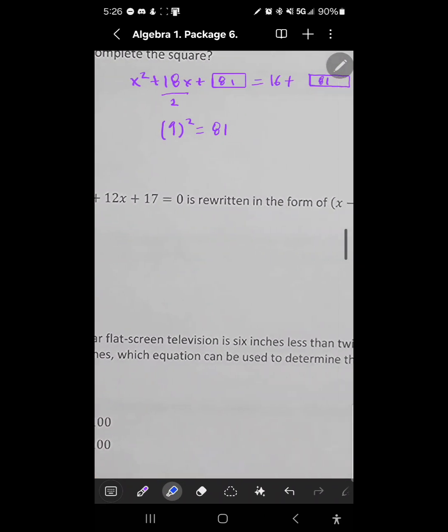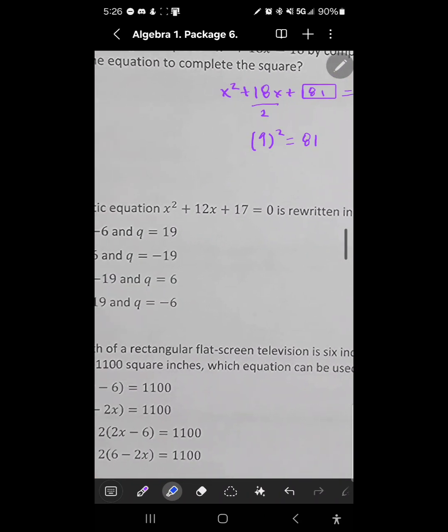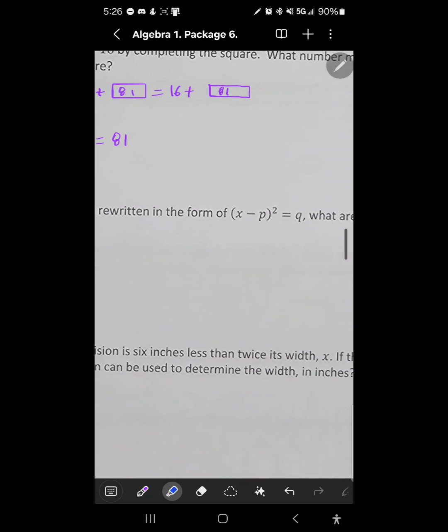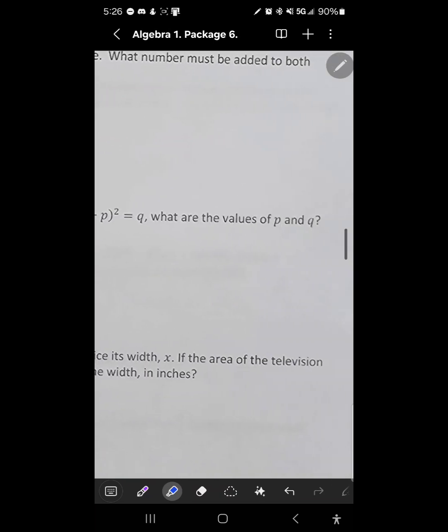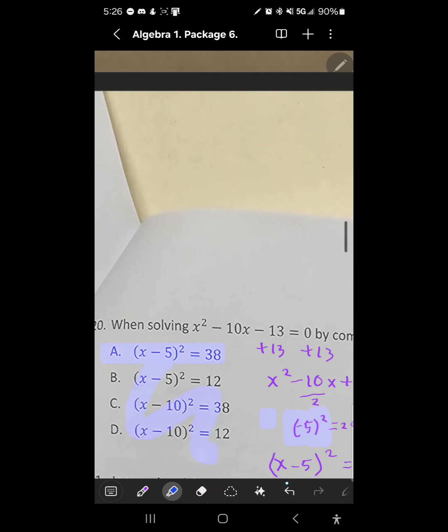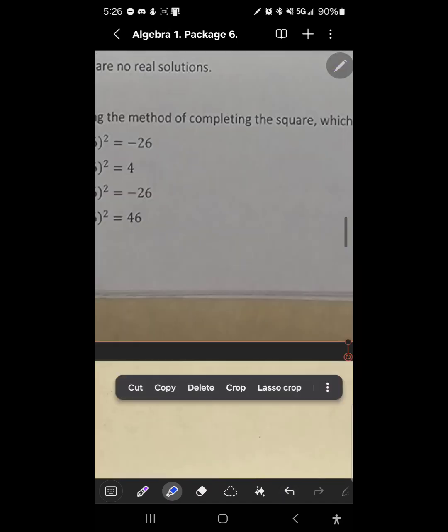Now, if the quadratic equation x squared plus 12x plus 17 equals 0 is rewritten in the form (x minus p) squared equals q, what are the values of p and q? So basically what we are doing is solving by completing the square. It's the same as we have done before. It's exactly this and this.